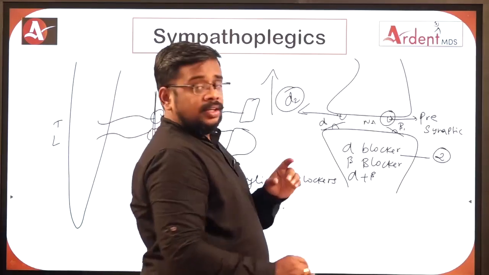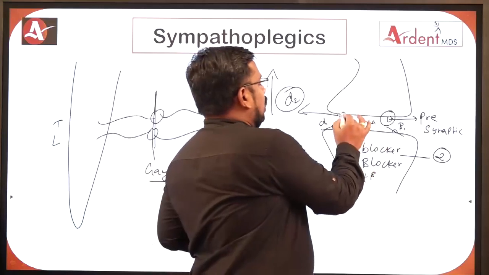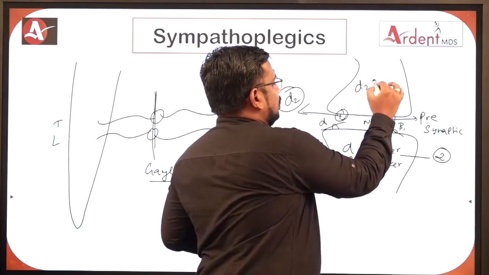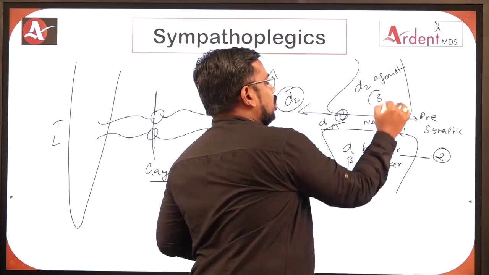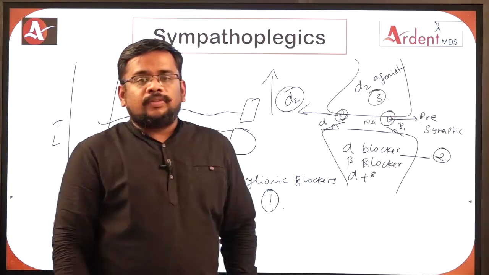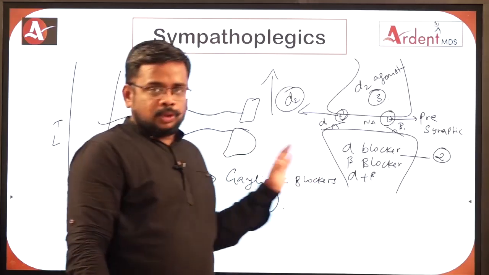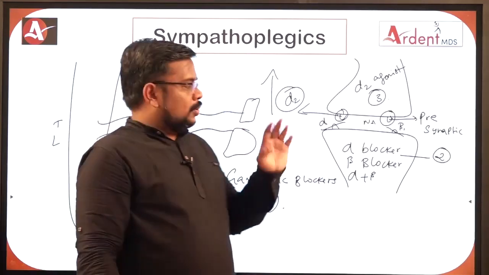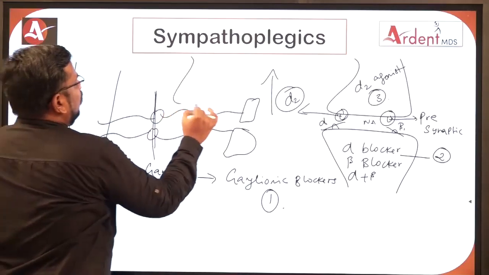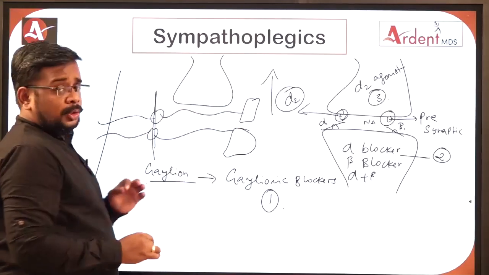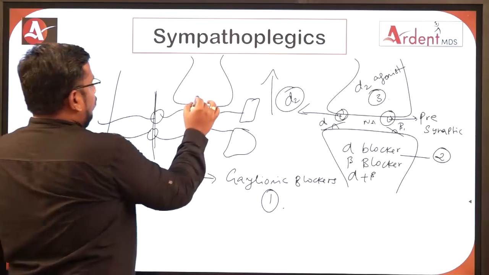What is the third way? The third way is to activate the alpha 2 receptors. So we can go for something called an alpha 2 agonist. So this is the third way to go for sympathoplegics. There is one more way. That is the sympathetic neurotransmitter, which is noradrenaline, right?